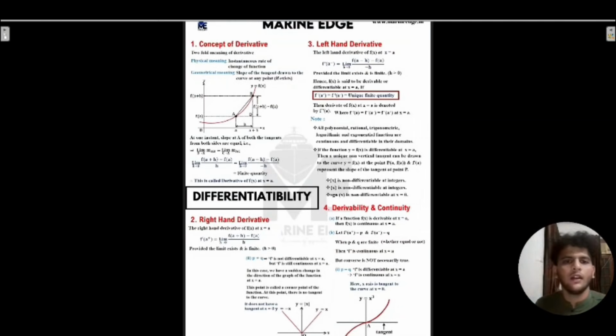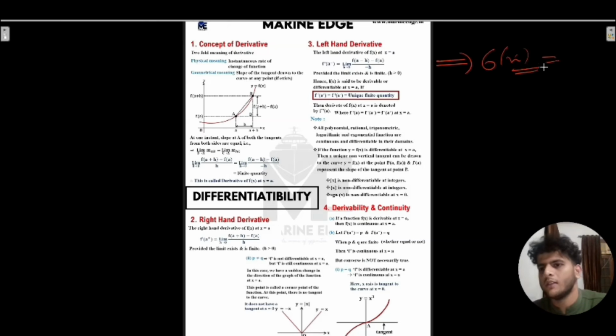Obviously, twofold meaning of derivative: physical meaning, instantaneous rate of change of function; geometrical meaning, the slope of the tangent drawn to the curve at any point if it exists. So, what do we mean by a derivative? If we have a very big function f(x), f(x) has a very big range. Let us say that we are talking about x square, so f(x) is equal to x square is something like this.